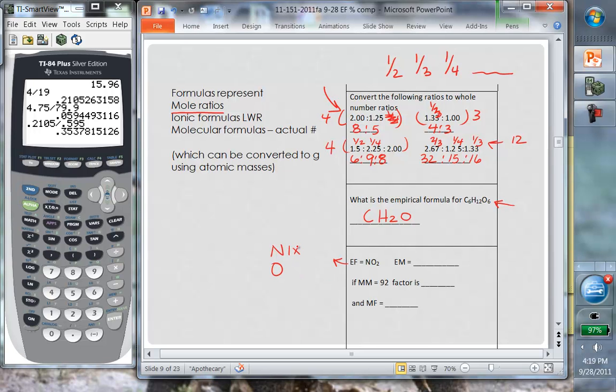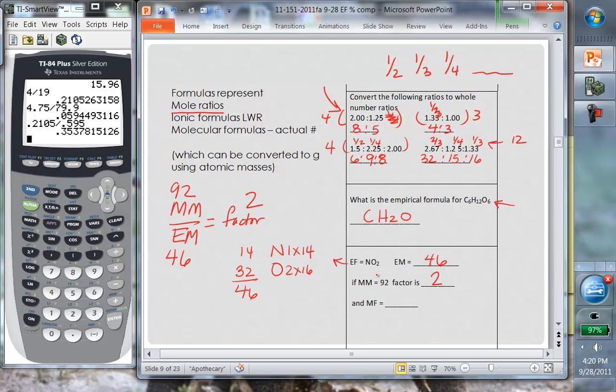And so we have 1 nitrogen at 14. We have 2 oxygens at 16. So we've got 14 plus 32 is 46. If someone independently solved for the molar mass and it was 92, you should be able to see that that is twice as big as your lowest whole number ratio. But you can actually take the molar mass and divide it by the empirical mass to get a factor. For us, this would be 92 divided by 46, which would give us a factor of 2.